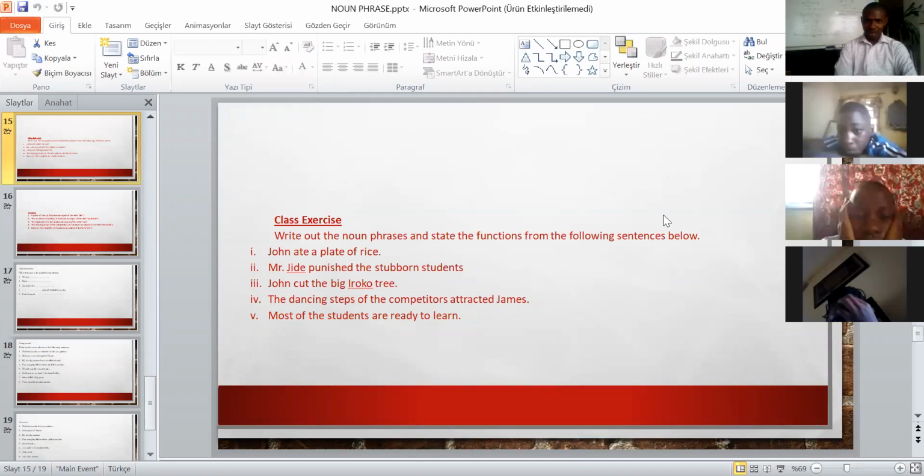Question 4. The dancing steps of the competitors attracted James. The dancing steps of the competitors attracted James. What is the noun phrase in number 4? The dancing steps of the competitors attracted James.